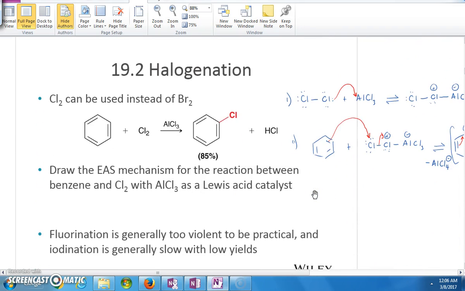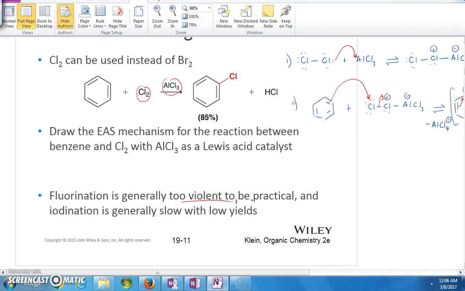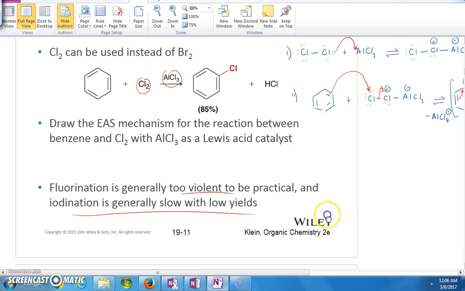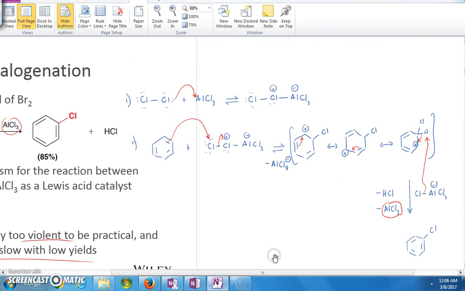Chlorine can be used instead of bromine, but if you are going to use chlorine, you need to use aluminum chloride. This is what the reaction looks like. Fluorination is generally too violent. Iodination is way too slow with very, very low yields. So this is what the mechanism will look like.